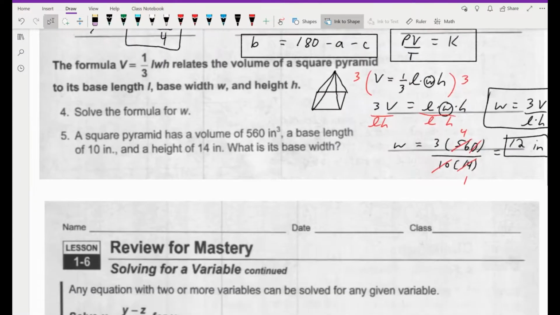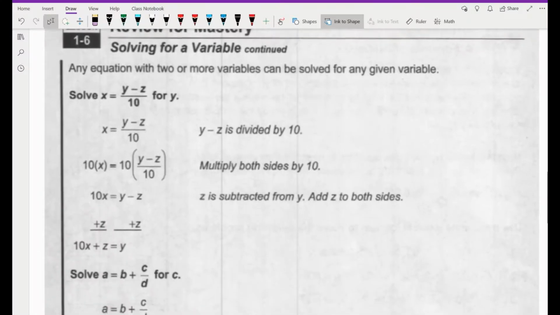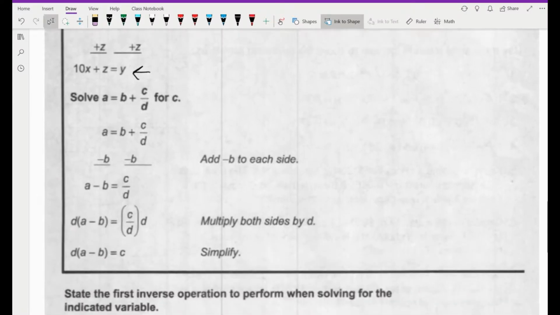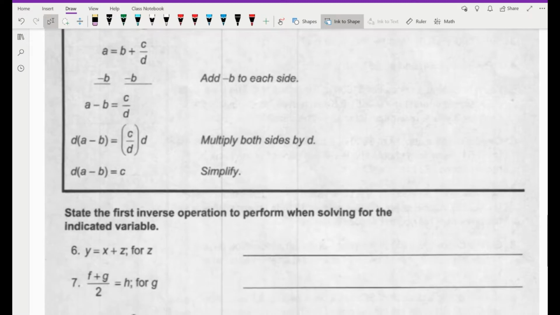Let's go to the second page. Again, we have another example here where in this case they're solving for y, and they first got rid of the 10 on the bottom here by multiplying both sides by 10. So the 10s would cancel. And then we have y minus z, and we're still solving for y, and they just added z to get to the final answer. So you can feel free to look at these examples later in your worksheets.